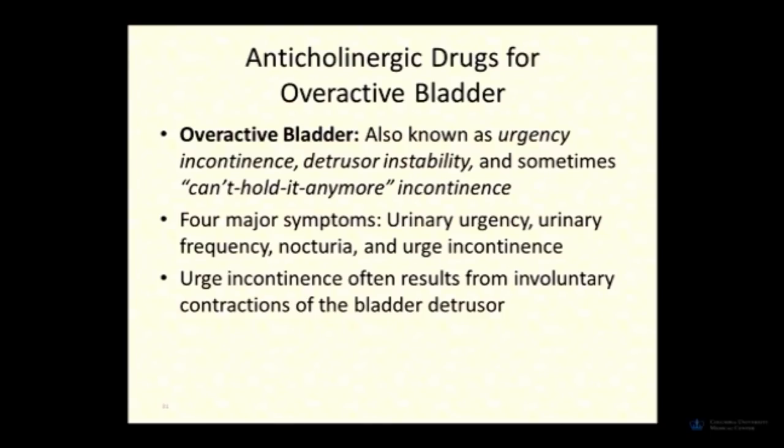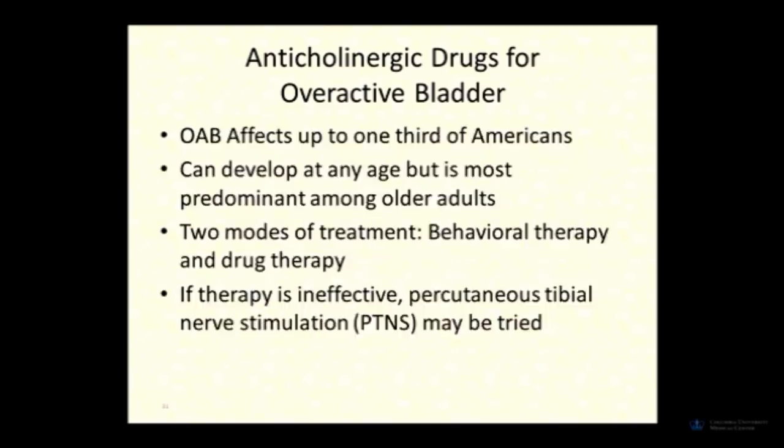So four major symptoms: urinary urgency, urinary frequency, nocturia, which is the need to urinate in the middle of the night, not usually something that most people do quite often, urge incontinence, which is the imminent loss of bladder control because of an imminent urgency to urinate. And it's, like I said, involuntary contractions of the detrusor muscles. And remembering that the detrusor muscles have muscarinic receptors that cause contraction when acetylcholine binds to them, blocking those receptors would cause relaxation. So it's a major application of these anti-muscarinic drugs.